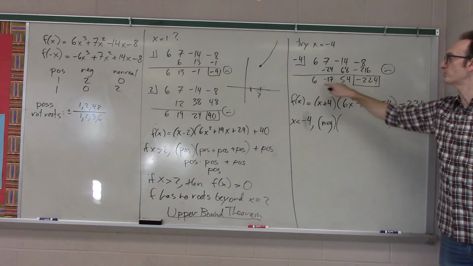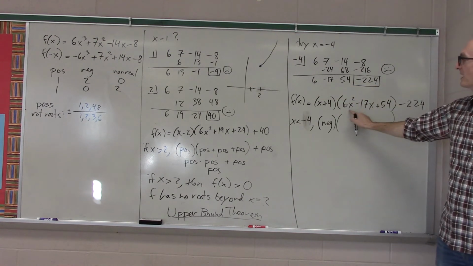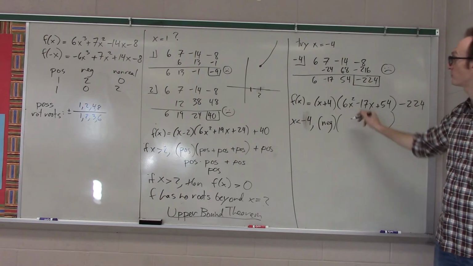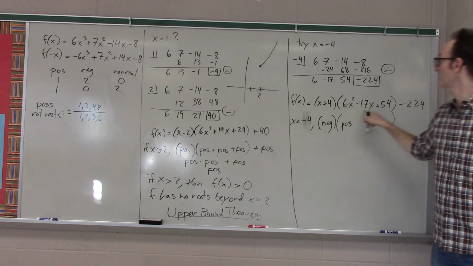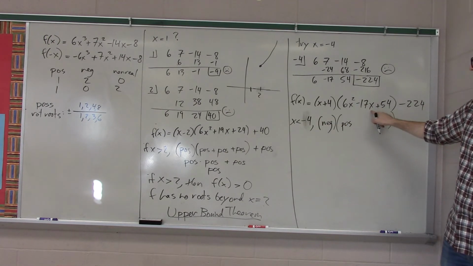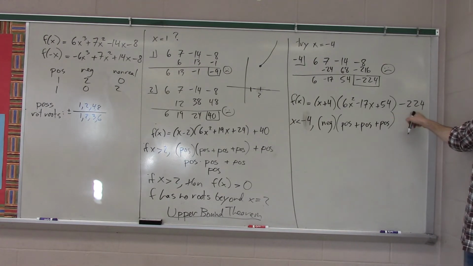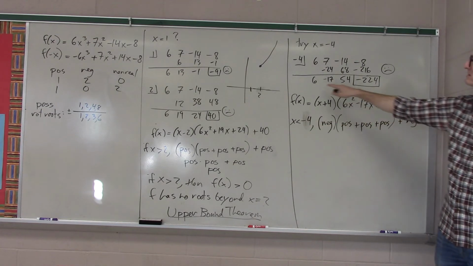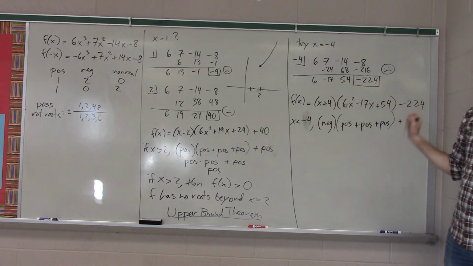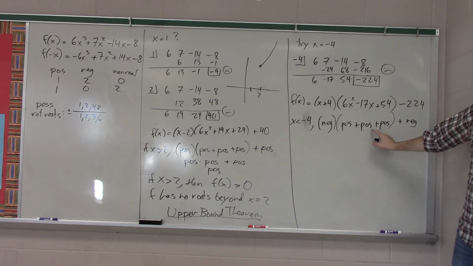Because these signs alternate, and that's the key to this theorem, the positive, negative, positive, negative, it means that if I plug in -4 into this quadratic term, I'm going to get a positive thing. And if I plug a -4 into this linear term, I get negative times negative, so that's also positive, and then 54 is positive. And finally, I have a negative remainder. In other words, if x is a negative number and the signs in the quotient polynomial are alternating, then this quotient is positive.